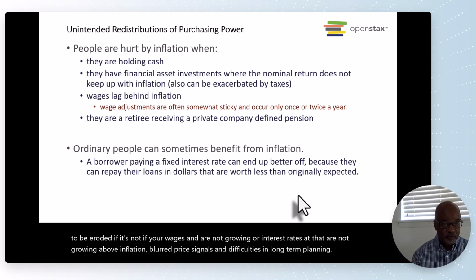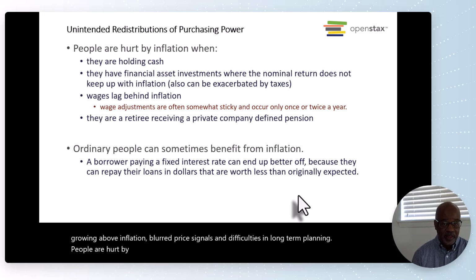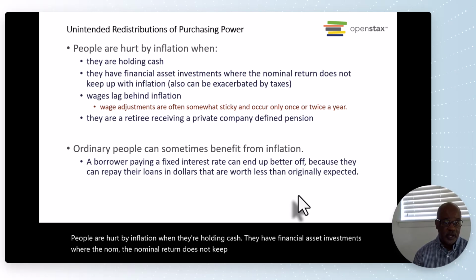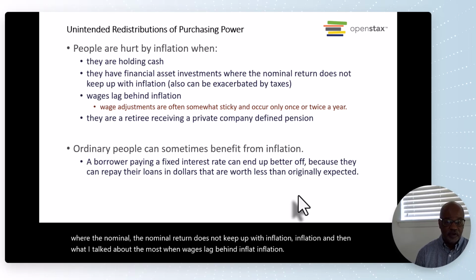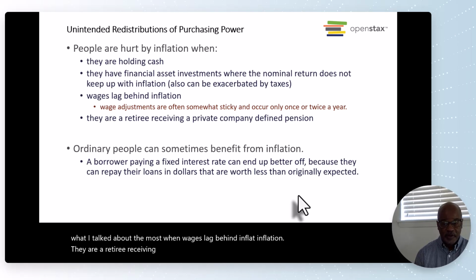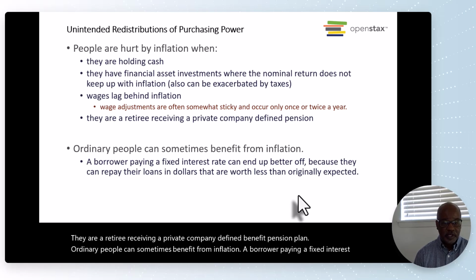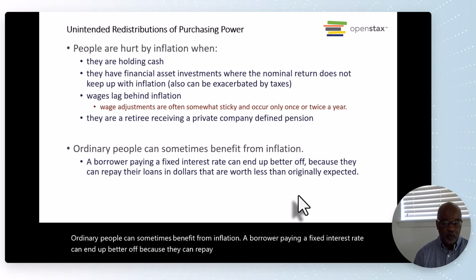People are hurt by inflation when they're holding cash. They have financial asset investments where the nominal return does not keep up with inflation. And then what I talked about the most, when wages lag behind inflation. They are a retiree receiving a private company defined benefit pension plan. Ordinary people can sometimes benefit from inflation. A borrower paying a fixed interest rate can end up better off because they can repay their loans in dollars that are worth less than originally expected.